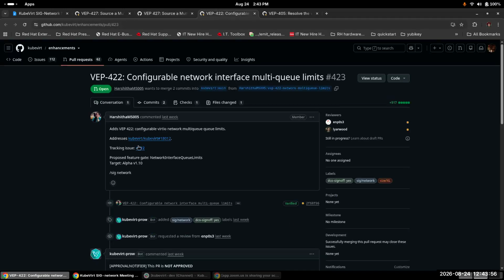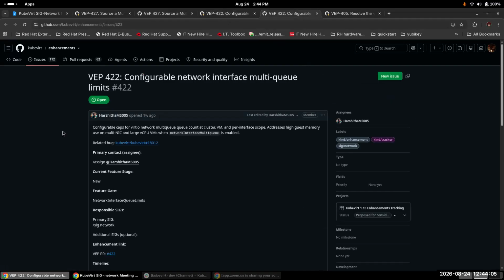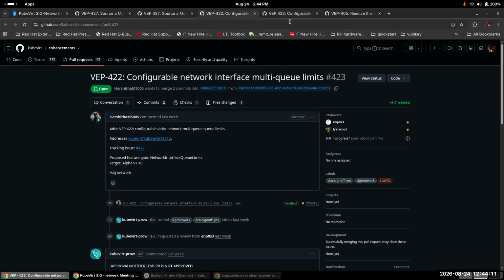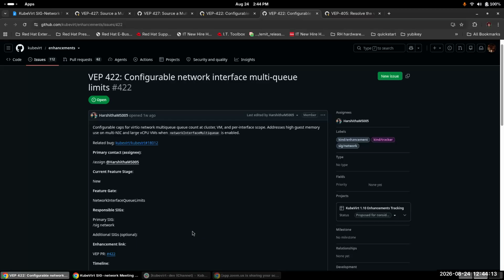Next, we have this one that talks about configurable interface multi-queue limits. This started from an issue, but I don't think it's top of the priority now, and no one has reviewed it yet, so I would say it's also at risk.